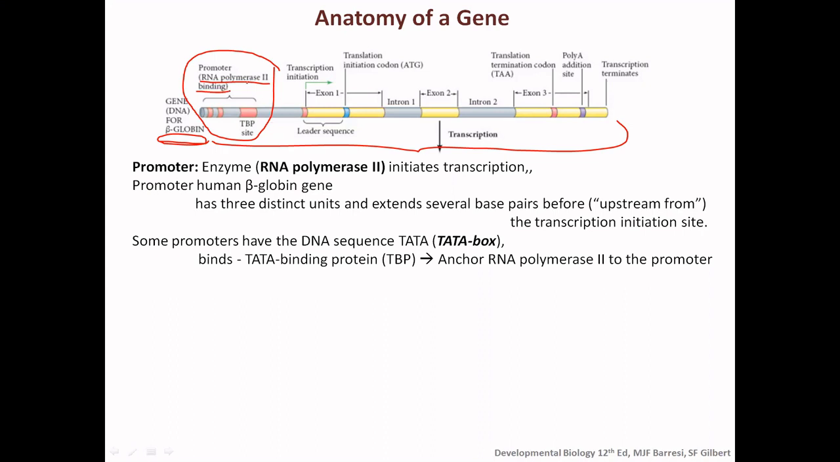To execute the transcription process, there is the need of the RNA polymerase II. So the promoter is the region of the DNA where the enzyme that is responsible for the transcription of RNA synthesis binds. One of the examples is the RNA polymerase II. It initiates the transcription and binds in the promoter area. The promoter has three distinct units that extend several base pairs before the transcription initiation site. This area is the transcription initiation site, and we can see this promoter is present upstream from the transcription initiation site. In this promoter, we can see there is a TATA box, or the TATA binding protein. So some of the promoters contain the TATA box.